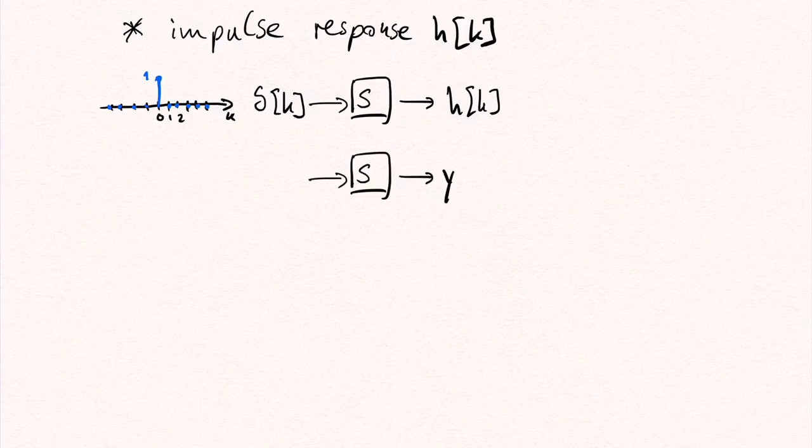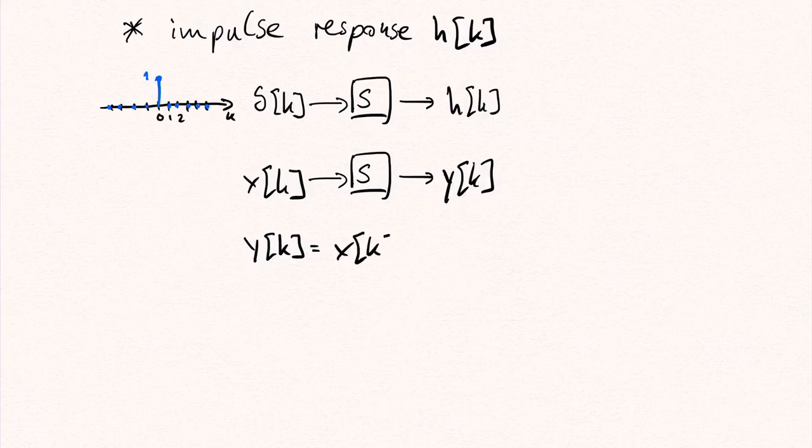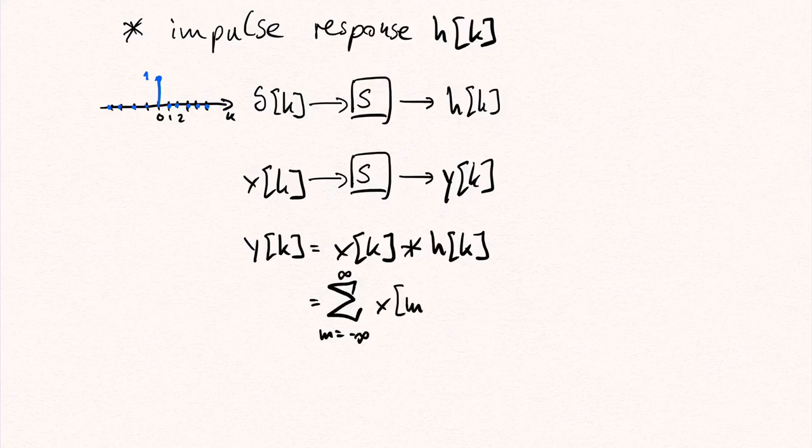Then the output signal y(k) can be received for any input signal x(k), as the output signal y(k) is equal to the convolution of the input signal x(k) and the impulse response h(k). The convolution is now a convolution sum for m equals minus infinity to infinity of x(m) times h(k minus m). The properties of the convolution sum are very similar to the properties of the convolution integral, and you can find more information about this in the script.